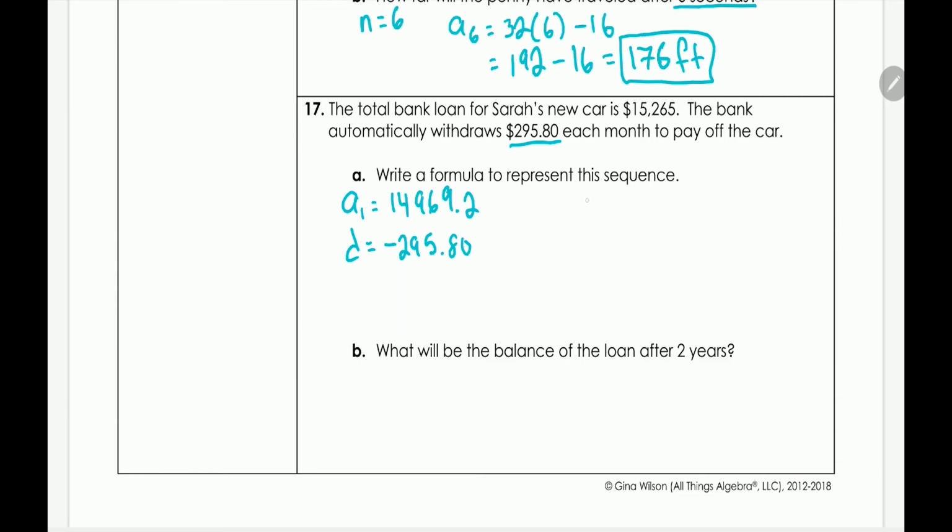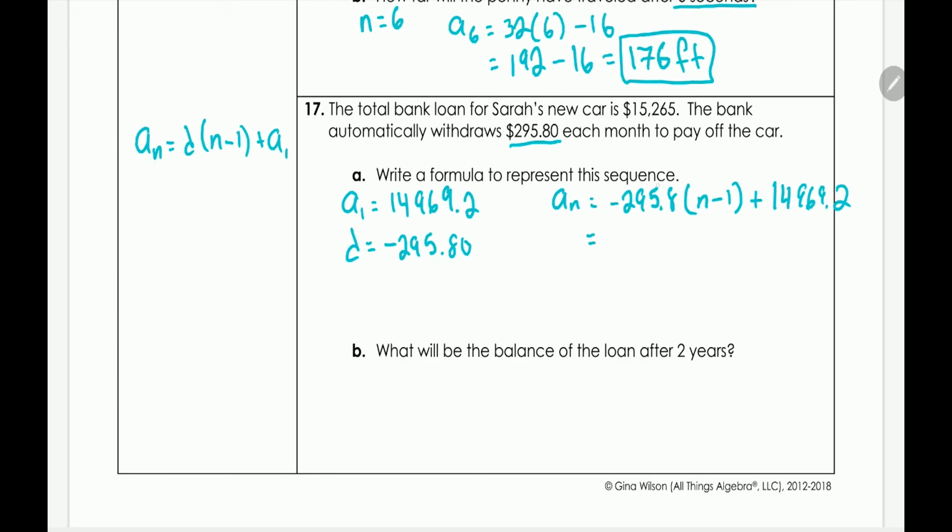So we're going to use that formula from before. So A sub n is equal to D multiplied by n minus 1 plus A sub 1. And we're going to go ahead and substitute in A sub 1 and D. So we have A sub n is equal to D, which is negative 295.8 multiplied by n minus 1 plus A sub 1, which is 14,969.2.